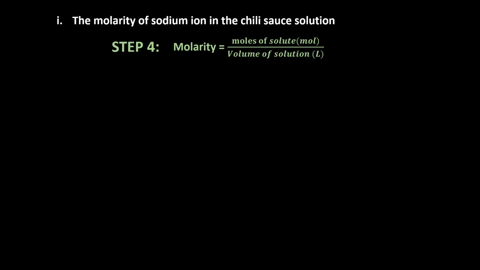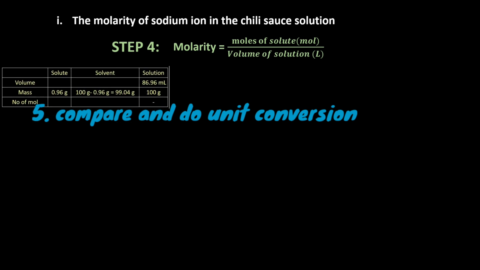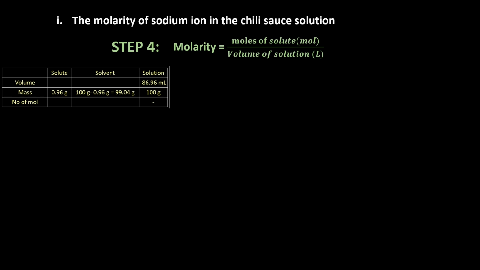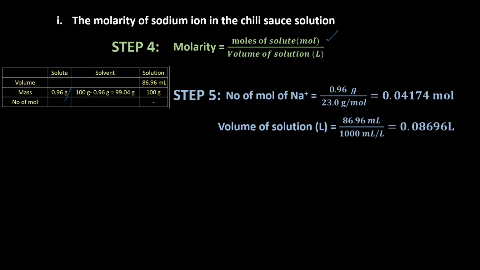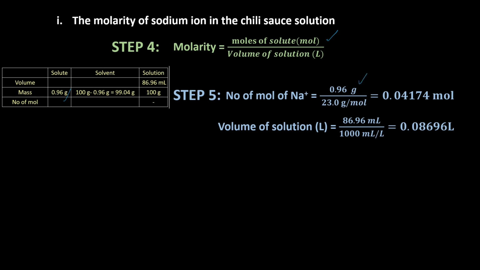In step number 5, we need to compare the information that we have in step number 3 with the formula in step number 4. In step number 3, we have mass of solute, but in the formula, we want moles of solute. So that means in step 5, the first conversion that we are going to do is to convert the mass of solute to moles of solute. So how to find moles of solute? The mass of solute divided by the molar mass of solute.